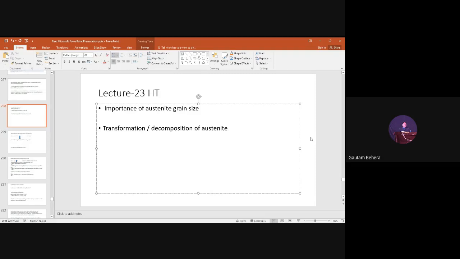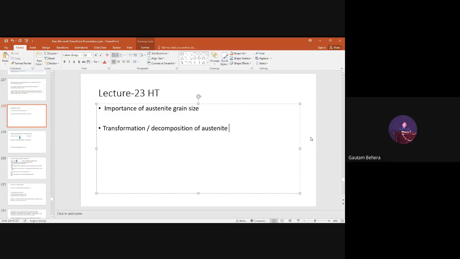We have seen that the rate of nucleation of austenite is affected by the interfacial area. That means the more the interfacial area, the more the rate of nucleation of the austenite. And the interfacial area can be increased by increasing the carbon weight percent. Why? Because with increasing carbon weight percent, we are increasing the cementite percentage. So the more the cementite, the more the interfacial area. So that's why it increases the rate of nucleation of the austenite phase.